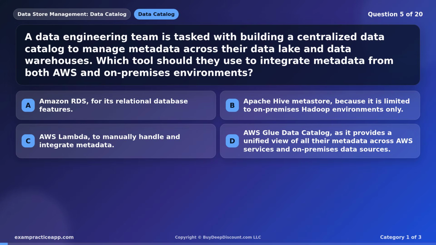Question 5. A data engineering team is tasked with building a centralized data catalog to manage metadata across their data lake and data warehouses. Which tool should they use to integrate metadata from both AWS and on-premises environments? Option A. Amazon RDS, for its relational database features. Option B. Apache Hive Metastore, because it is limited to on-premises Hadoop environments only.